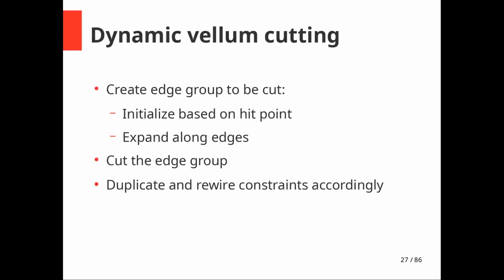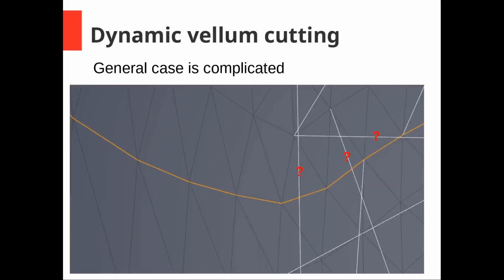The algorithm consists of three main phases: create edge group to cut, cut edge group, duplicate and rewire constraints accordingly. Note that these three stages will not depend on each other, therefore algorithm of each stage may be changed independently. Now, in most general case, constraints can go wherever they want, and we run into problems where and how to cut them. In this picture, for example, imagine we want to cut the geometry along the orange edge. Here. What exactly do we need to do with those distance constraints marked with question marks?